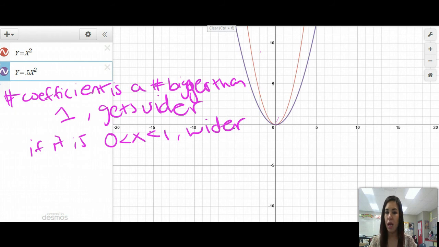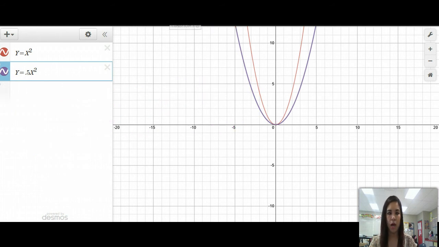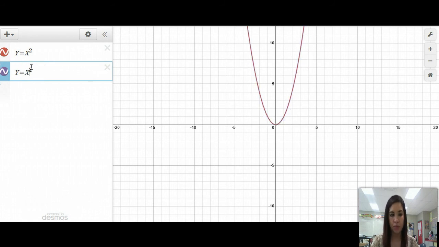Now let's try doing something else to it. We've done multiplying by x squared. What happens if I add something to it? So like this. The original is the red, and now it's in the purple. What happened? It shifted up 5. If I add 5, it's going to move up 5 so that the vertex is now up here.